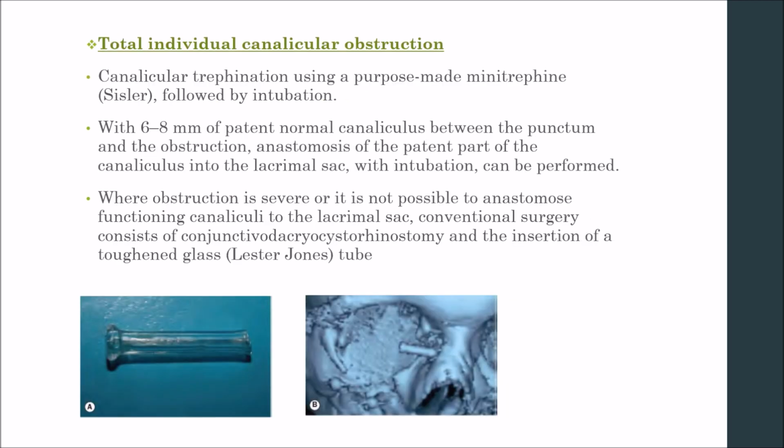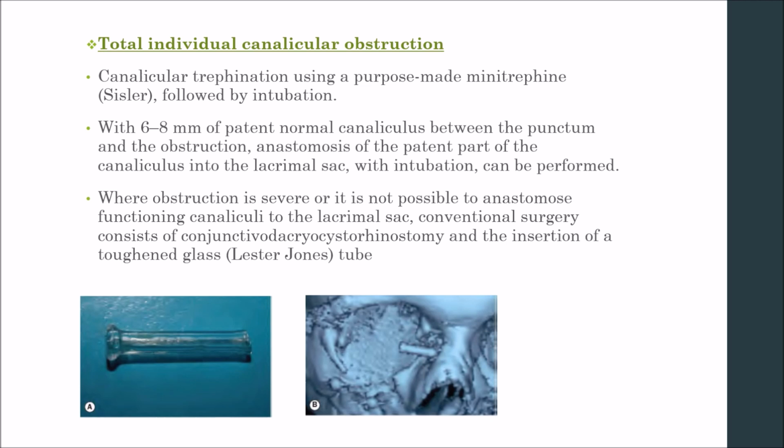Within that, for total individual canalicular obstruction, there is canalicular trephination using a purpose-made mini trephine, which is Sizzler, followed by intubation. Trephination has also been described using an intravenous catheter with a retracted introducer needle used as a stent and then advanced to overcome the obstruction. Balloon canaliculoplasty and endoscopic laser techniques are available. The less invasive options may have lower success rates than more aggressive surgery.